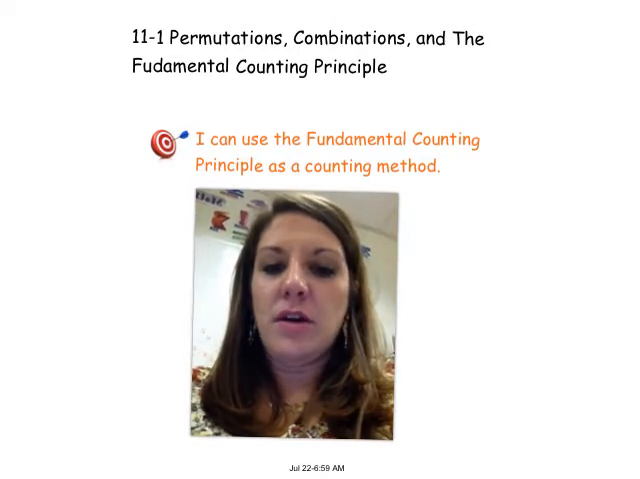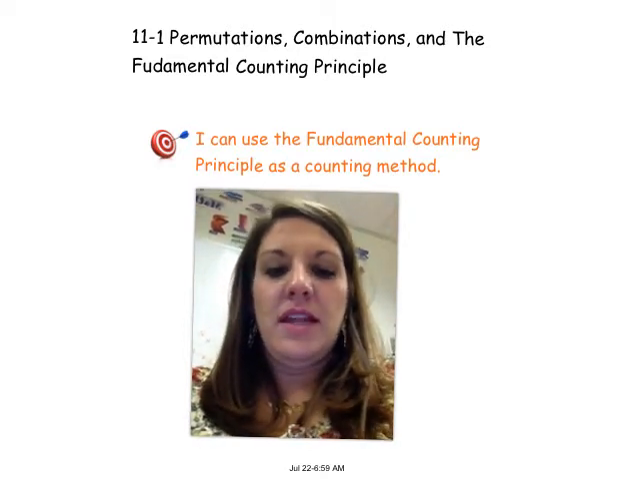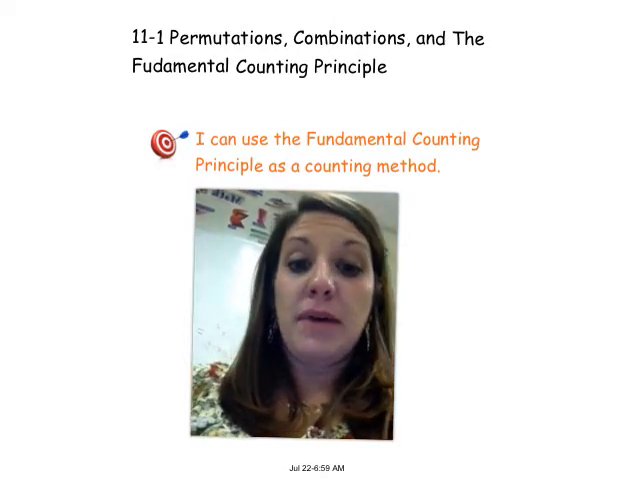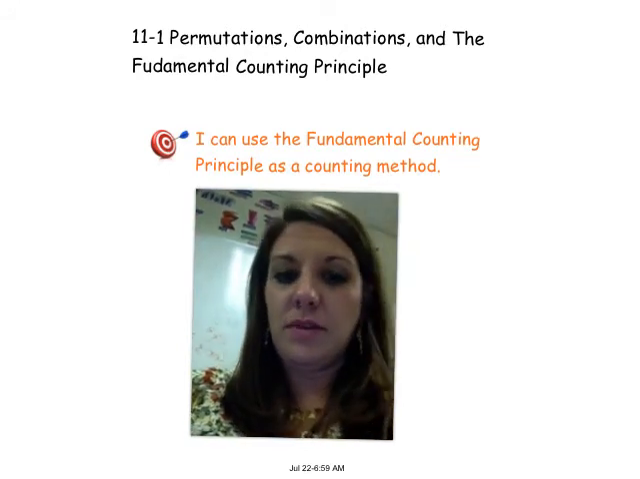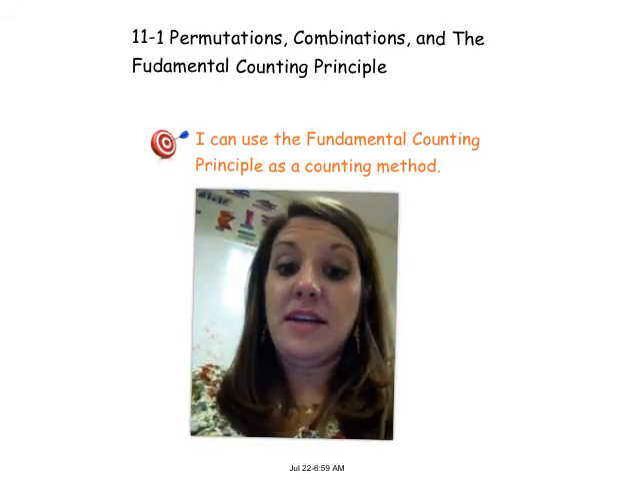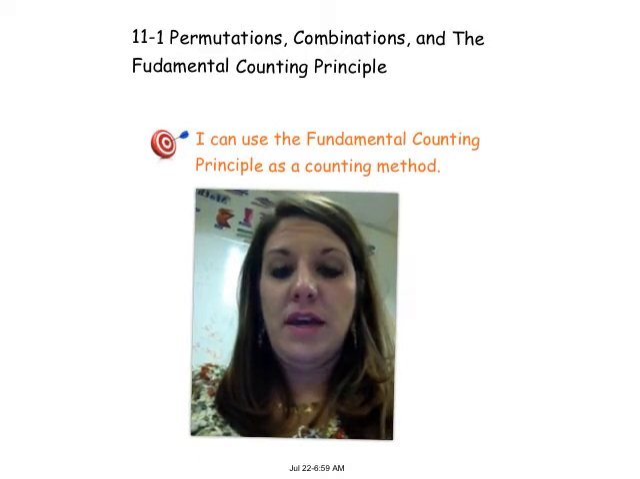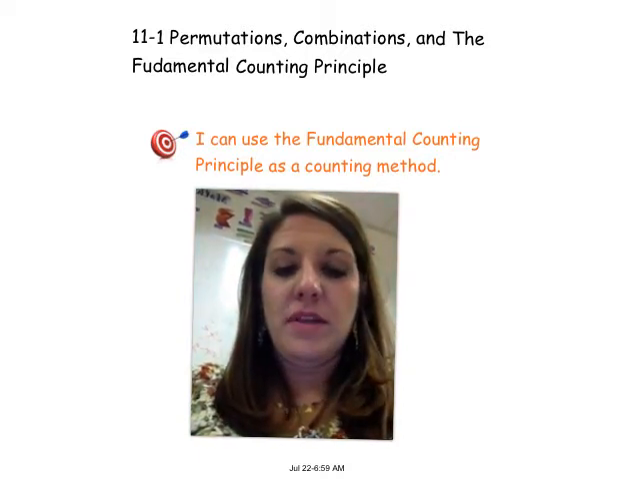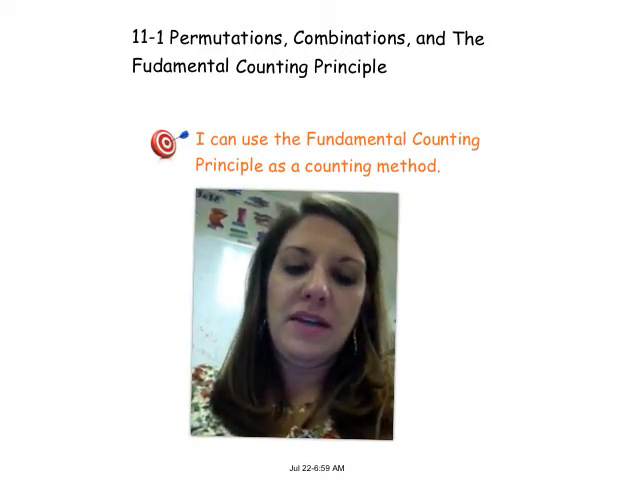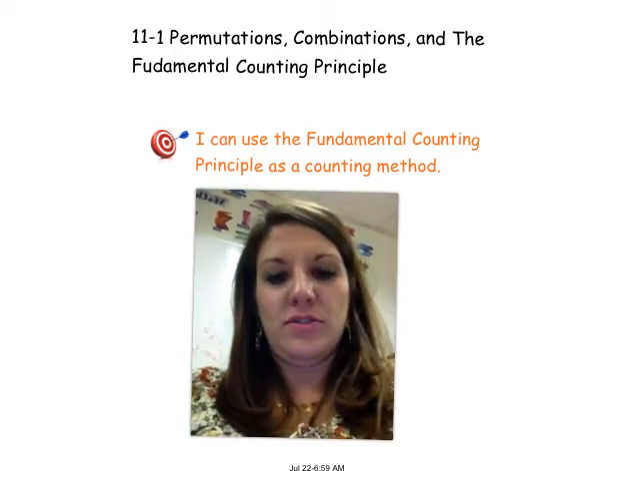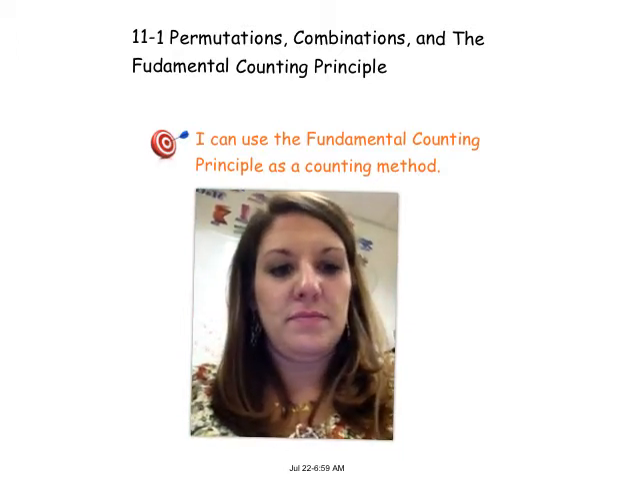And we need to talk about what the word fundamental means. In this lesson, the word fundamental means basic. It's a very basic counting principle. It's also a necessary counting principle, and it's essential. So the word fundamental could be basic, necessary, or essential. Let's get into the examples.